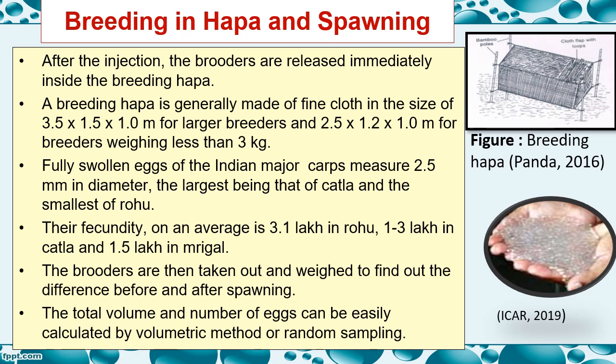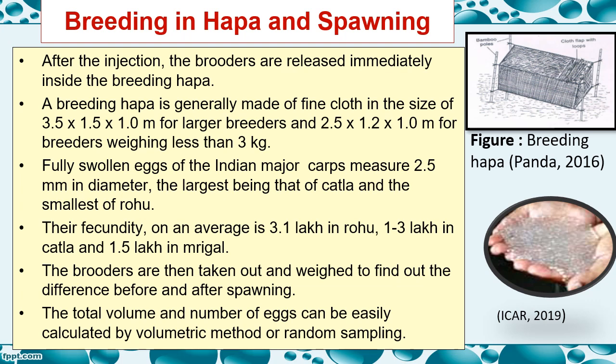The size of the egg from the same species of different brooders varies considerably depending upon the size of the brooders. Fully swollen eggs of the Indian major carps measure 2.5 mm in diameter, the largest being that of Katla and the smallest of Rohu. The carp eggs are non-floating and non-adhesive type. The yolk possesses no oil globule.